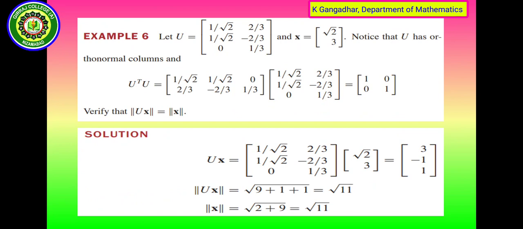But here we want norm Ux. So norm Ux equals the square root of 3 square plus minus 1 whole square plus 1 square, that is root 11. Next, norm x is the square root of root 2 whole square plus 3 square, so 2 plus 9, root 11. Therefore LHS is equal to RHS, norm Ux equals norm x.